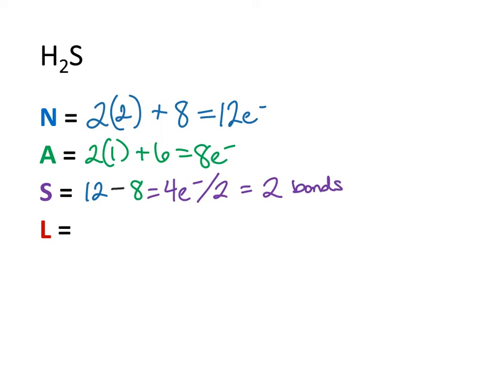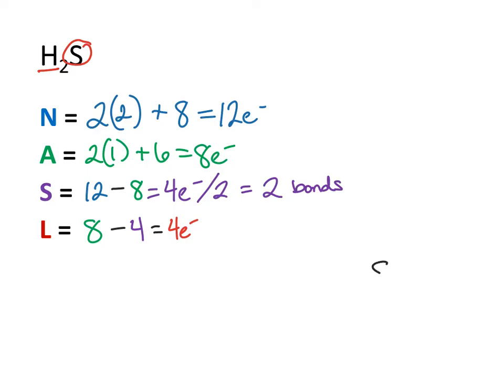My last step is to calculate the lone electrons. In this case, I have my available electrons, or 8, minus my shared electrons, 4, to give me a total of 4 lone electrons. Now it's time to identify our central atom. While it's true that hydrogen is farther to the left on the periodic table compared to sulfur, hydrogen can only form 1 bond with another atom. As a result, that means that sulfur must be my central atom for this molecule.